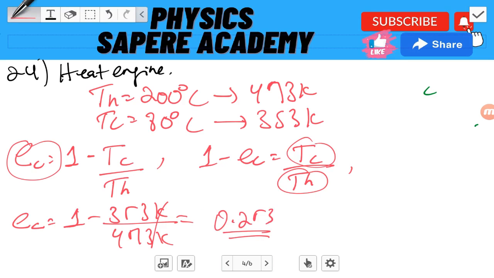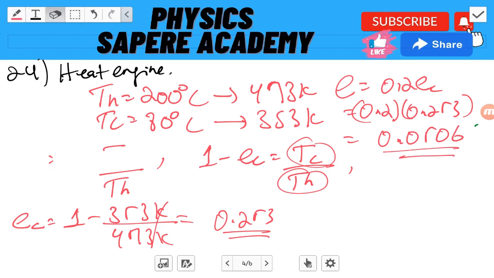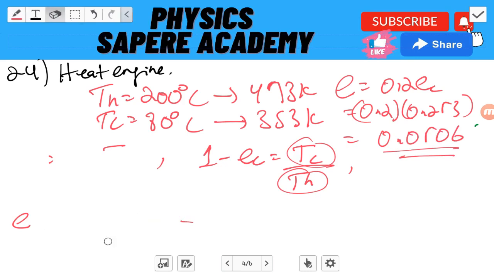But I have seen that the efficiency E is working at 20% of the Carnot efficiency. That is, E is 0.2 times the Carnot efficiency. 0.2 multiplied by the Carnot efficiency of 0.253 is going to yield a value of 0.0506. So this is the efficiency of the system, the efficiency of the heat engine.